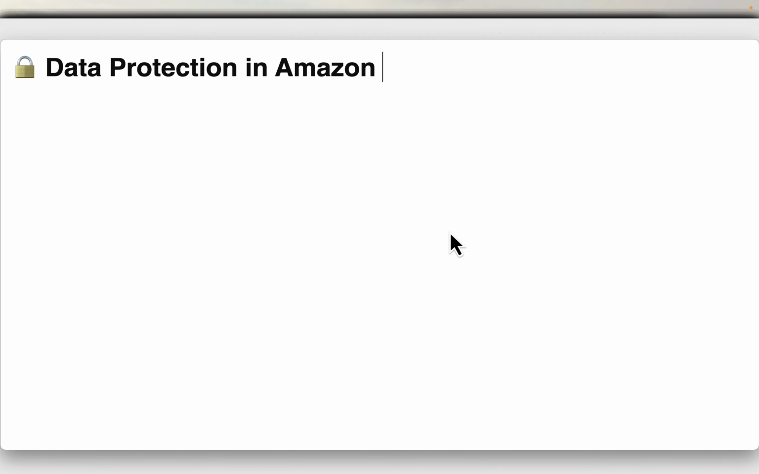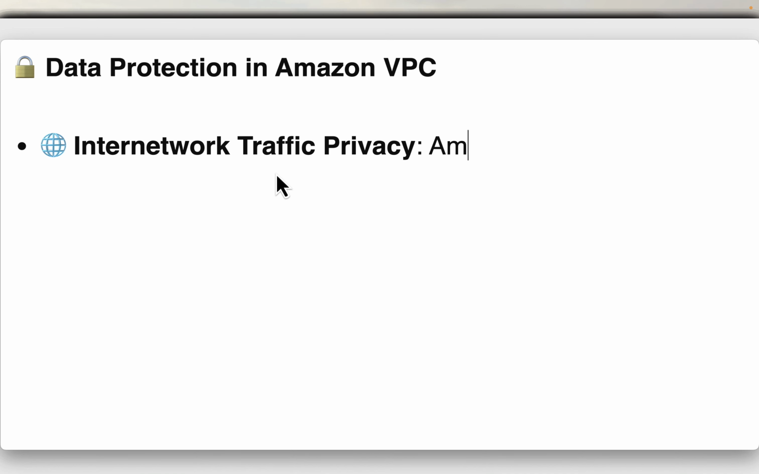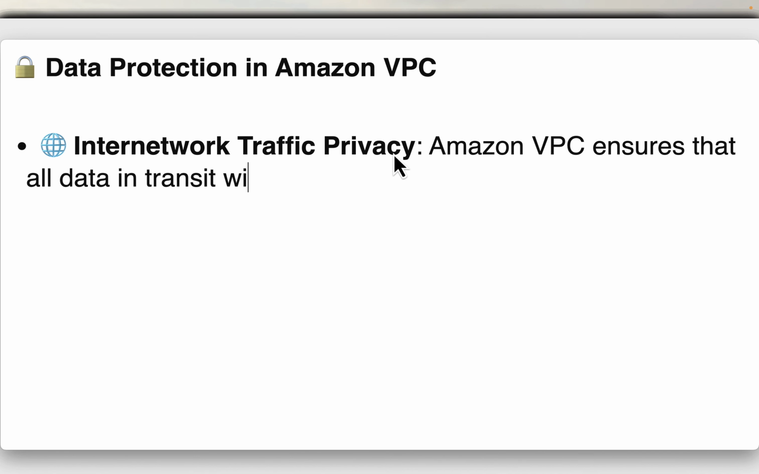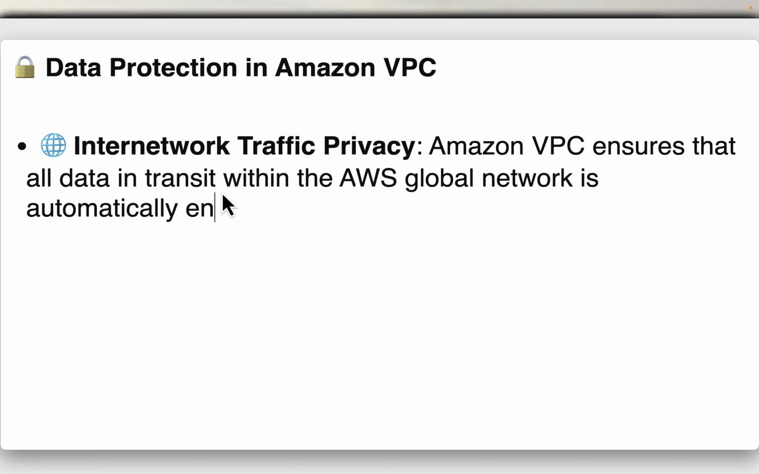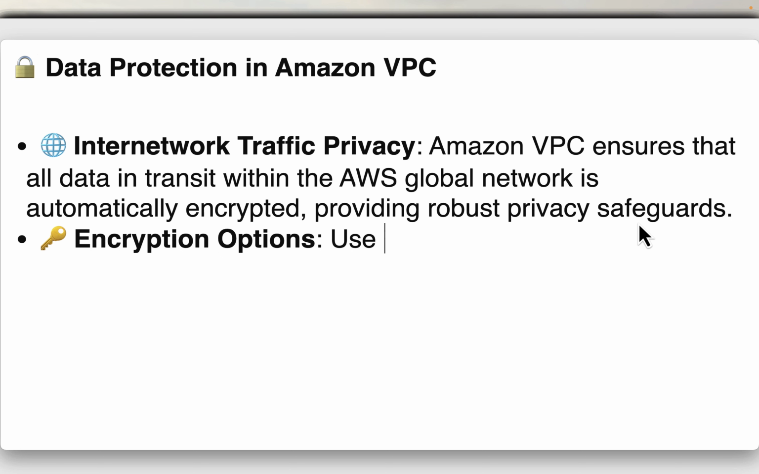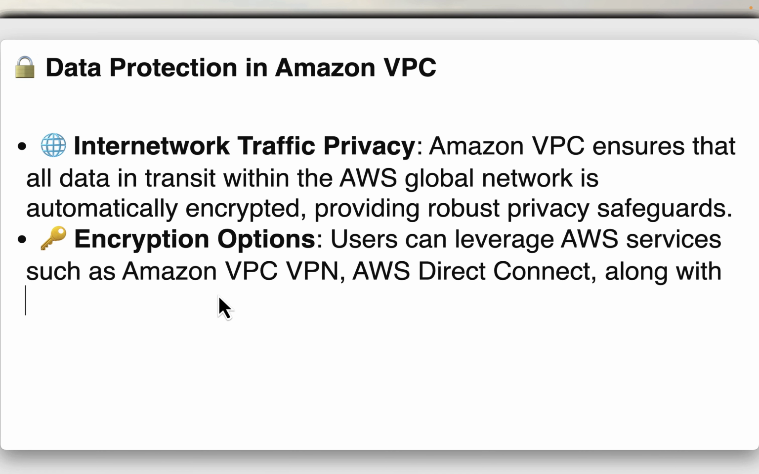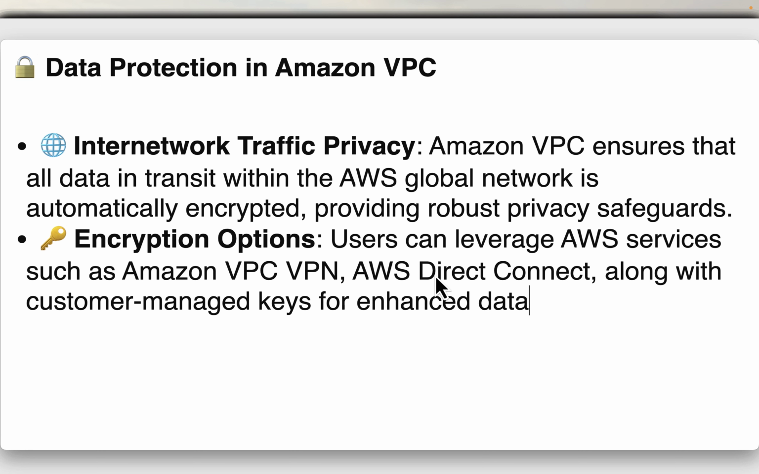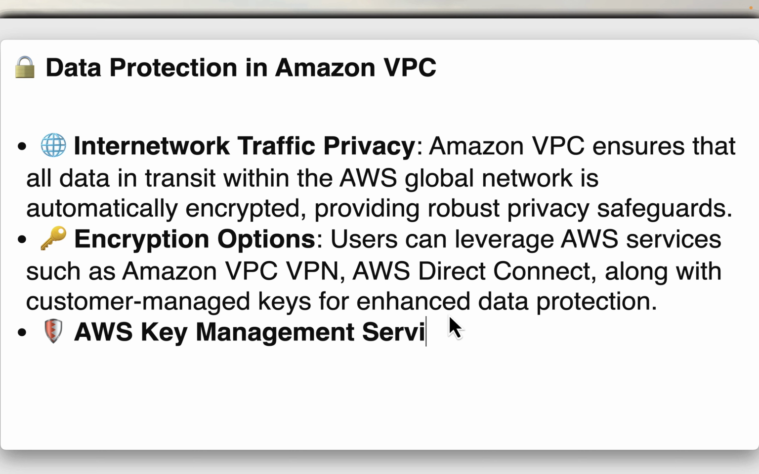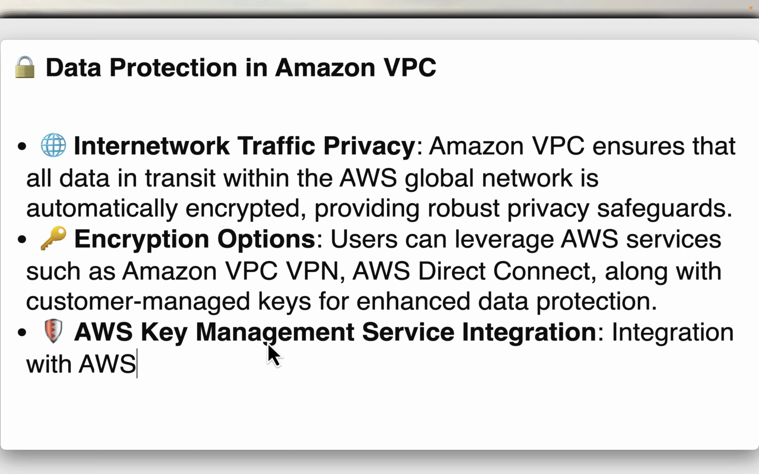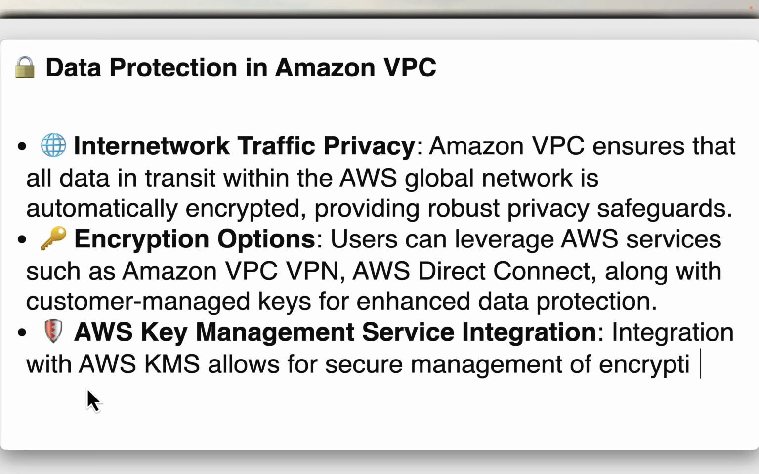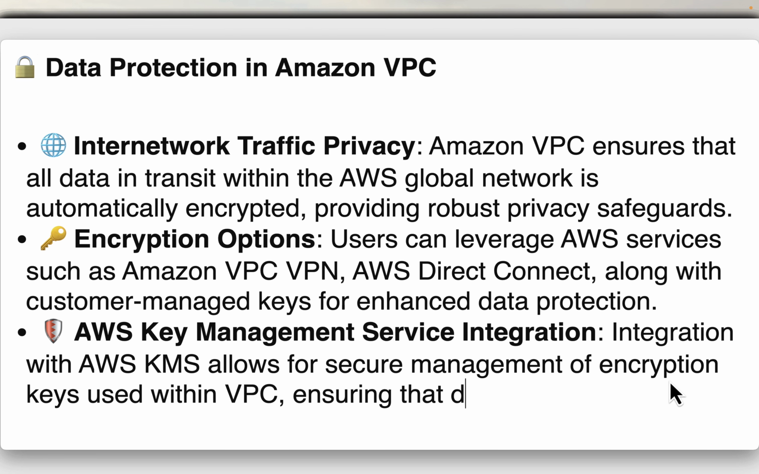So data protection in Amazon VPC. Internetwork traffic privacy. Amazon VPC ensures that all data in transit within the AWS global network is automatically encrypted, providing robust privacy safeguards. Encryption options. Users can leverage AWS services such as Amazon VPC VPN and AWS Direct Connect, along with customer managed keys for enhanced data protection. AWS Key Management Service integration. Integration with AWS KMS allows for secure management of encryption keys used within the VPC, ensuring the data at rest is also protected.